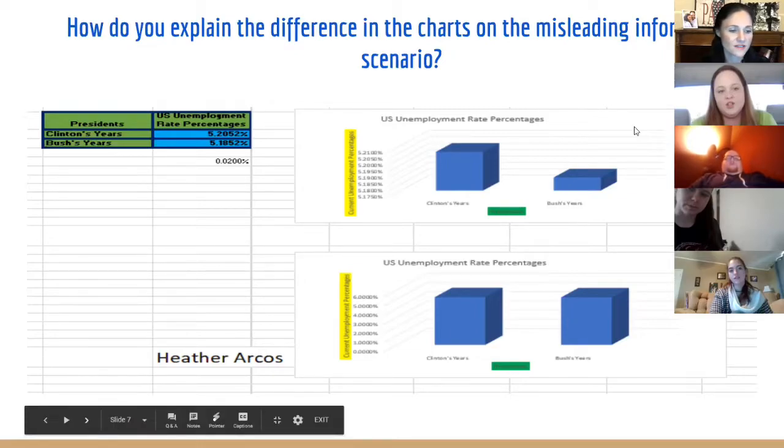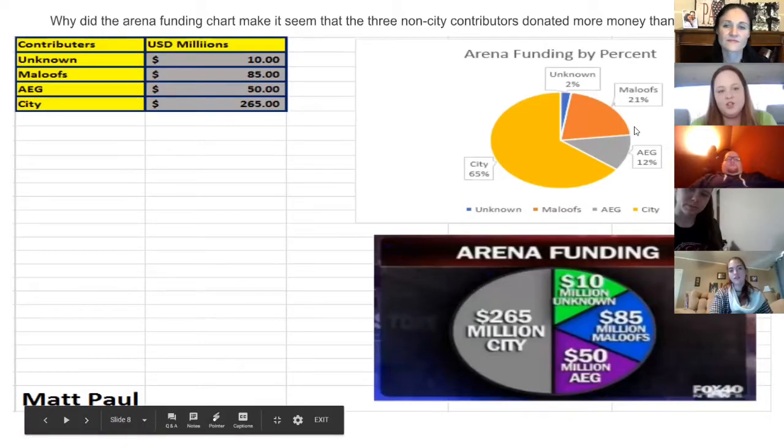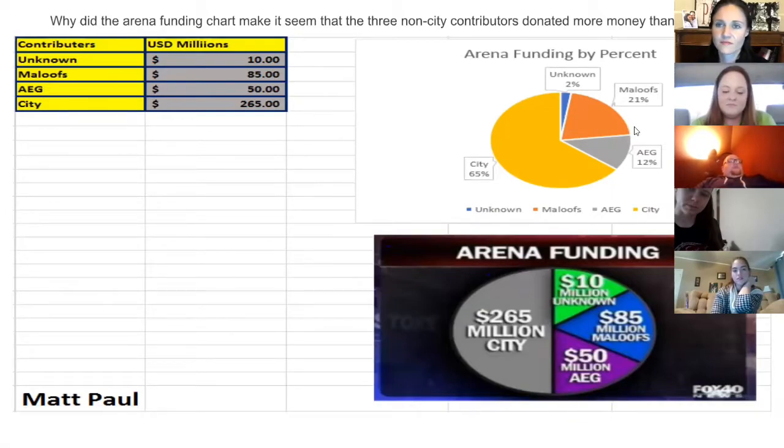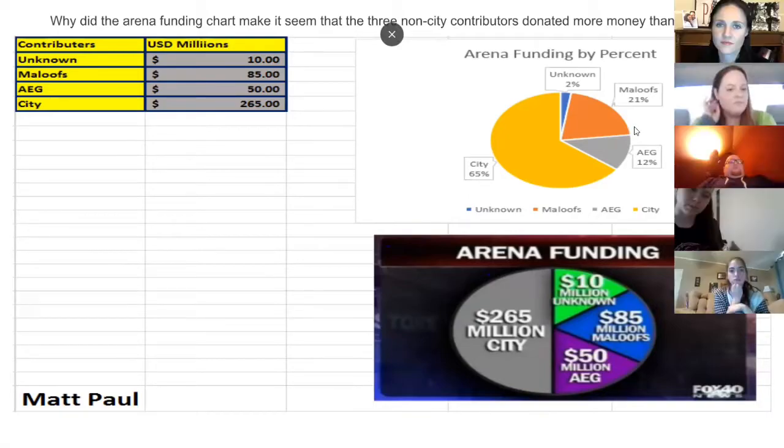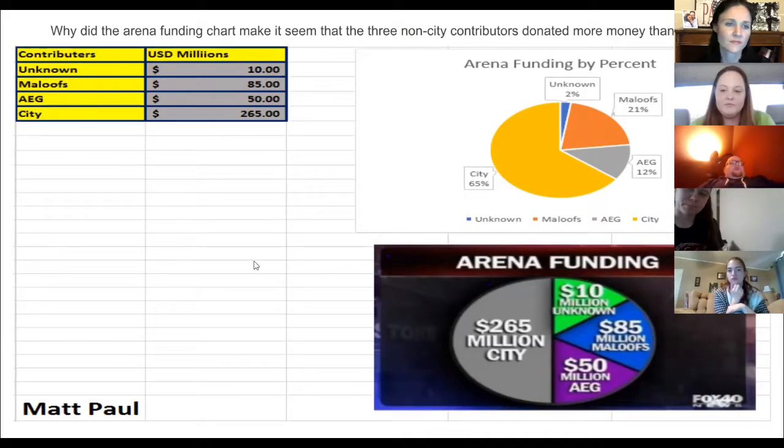Thank you, Arcos. Matt, can you tell us why the arena funding chart made it seem that the 3 non-city contributors donated more money than they had? Thank you for asking, Heather. The graph made it seem that the donations were bigger than they were because the graph displayed the dollar amounts instead of the percentages that the donations were. This was done to visually inflate the amount of donations made by non-city entities to show more interest in the project when the city had donated more than all 3 of the non-city contributors combined.